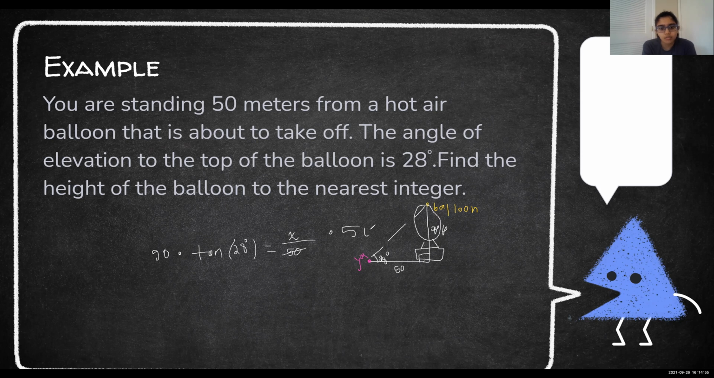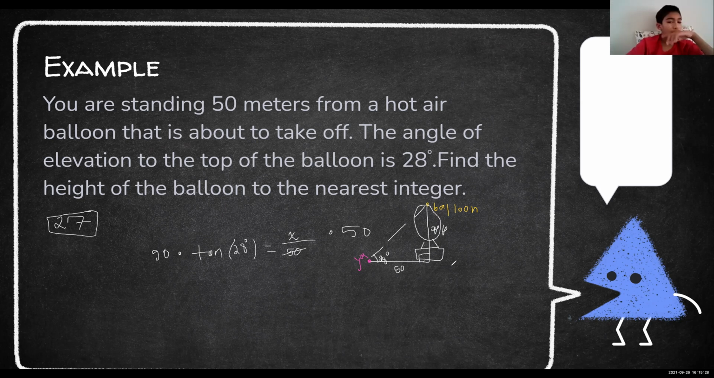Now we have to multiply this out, so you can type this into your calculator. 50 times tangent of 28 is approximately 27, because it's 26.58547158. So we get our answer as 27. That means the height of the balloon is approximately 27 feet. Does anyone have any questions on that?